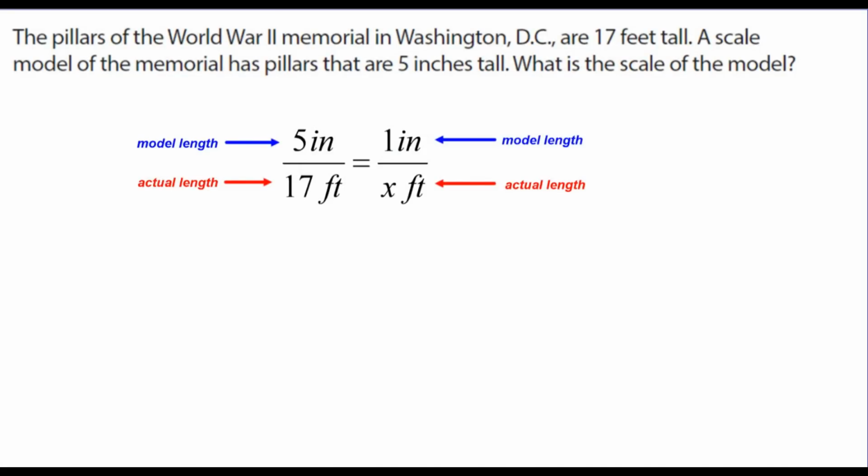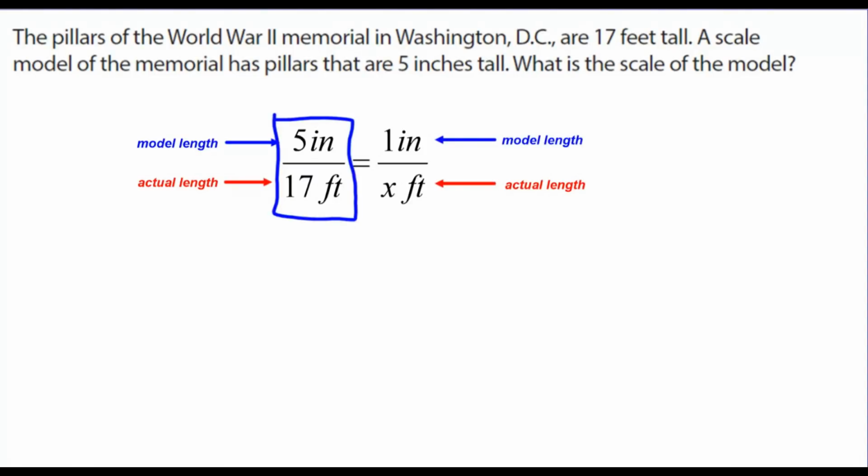So how do we determine what the scale is when we're given some information? It says the pillars of the World War II Memorial in Washington, D.C. are 17 feet tall. A scale model of the memorial has pillars that are only 5 inches tall. What is the scale of the model? So how do the measurements on the model compare to the actual measurements of the pillars in the memorial? What I did was write a ratio that compared the model to the actual lengths. The model length is 5 inches, which corresponds to the actual length of 17 feet.